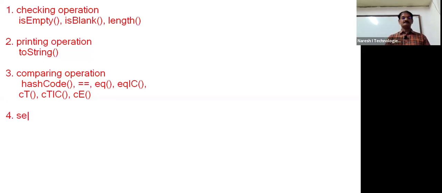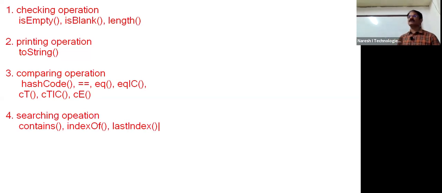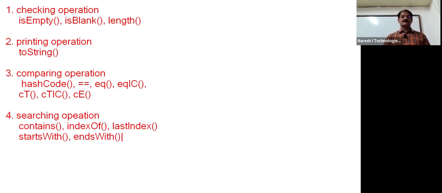Next one is what? Searching operation. For searching operation, what are the methods we discussed? First one is what? Contains. And next, index of. And next, last index of. Tell me, index of and last index of are overloaded methods. Index of has 4 forms. Last index of also has 4 forms available. Now, 2 more methods: starts with and ends with.